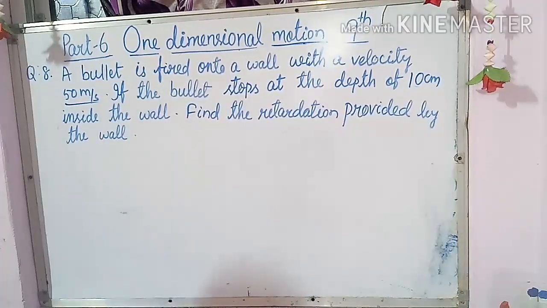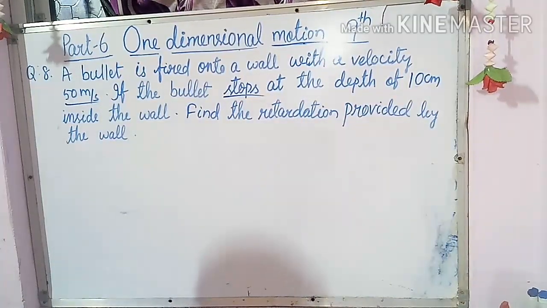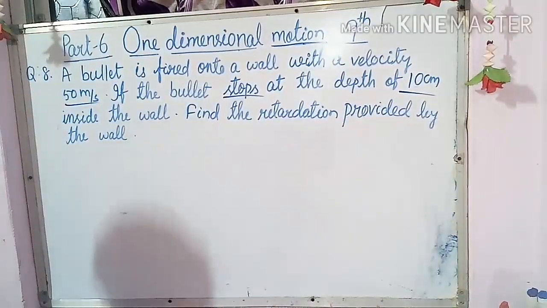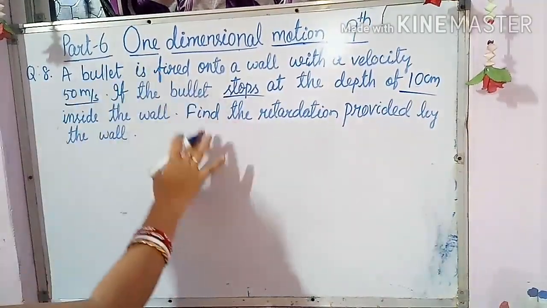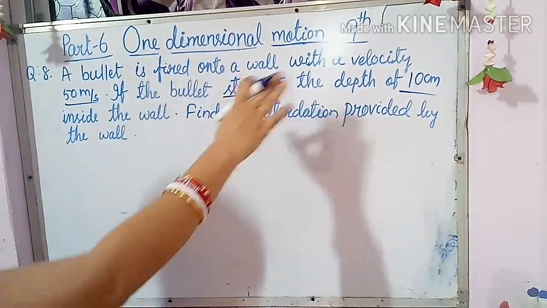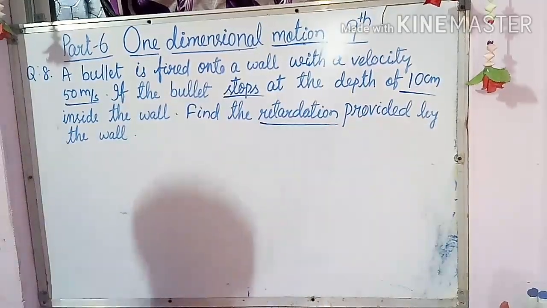If the bullet stops, again it is important, stops means final velocity is 0. At the depth of 10 centimeter means it is the distance, now inside the wall. So all about the question, these three are important. You got initial velocity, final velocity and the s. Find the retardation, means it is your negative acceleration.